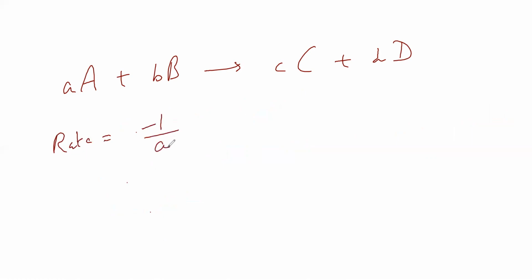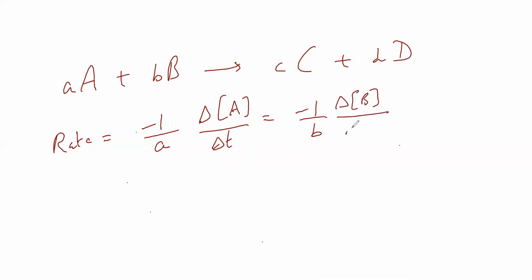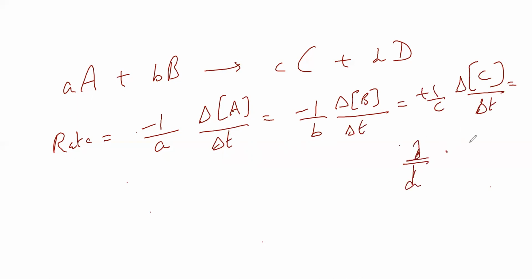Minus 1 by a into delta of reactant A by delta t. This is equal to minus 1 by b into delta B by delta t. Why the negative sign? Because reactants decrease. Equal to plus 1 by c into delta C by delta t, is equal to plus 1 by d into delta D by delta t.